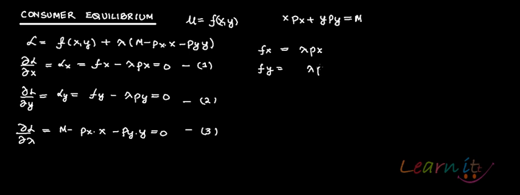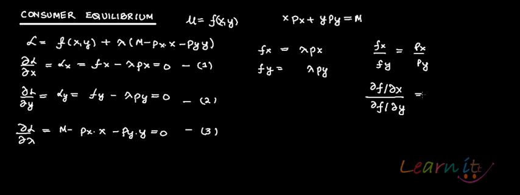So you can write equation 1 as fx equals lambda px, and equation 2 as fy equals lambda py. Dividing 1 by 2, what you'll get is fx by fy equals px by py. This is what you'll be getting. And what is fx by fy? f of x, y, x and y are the two arguments of the utility function. So fx is basically del f by del x, fy is basically del f by del y, which should be equal to px by py.